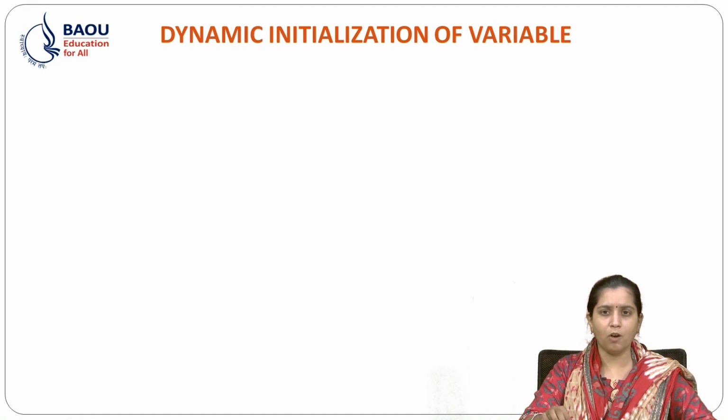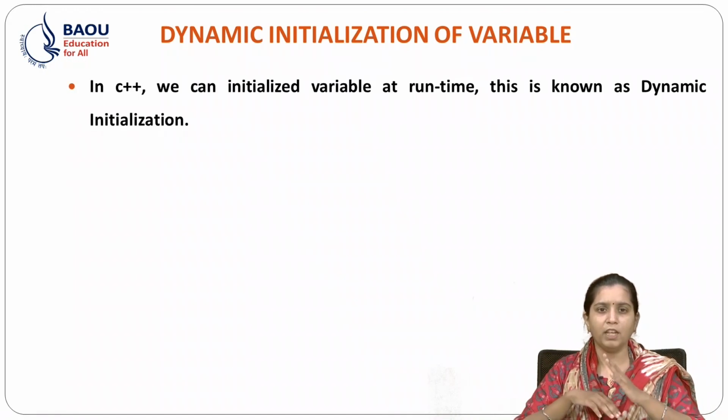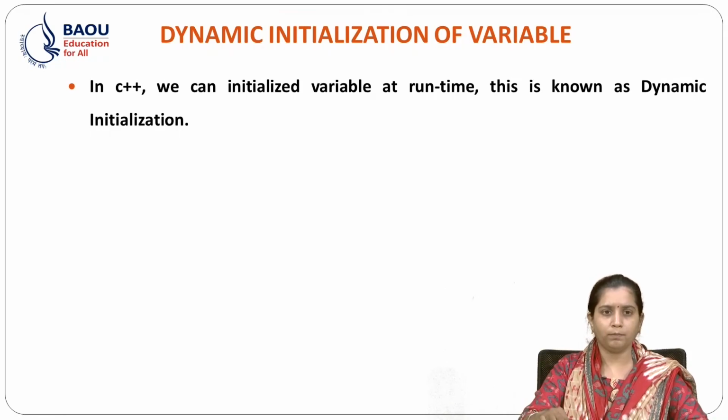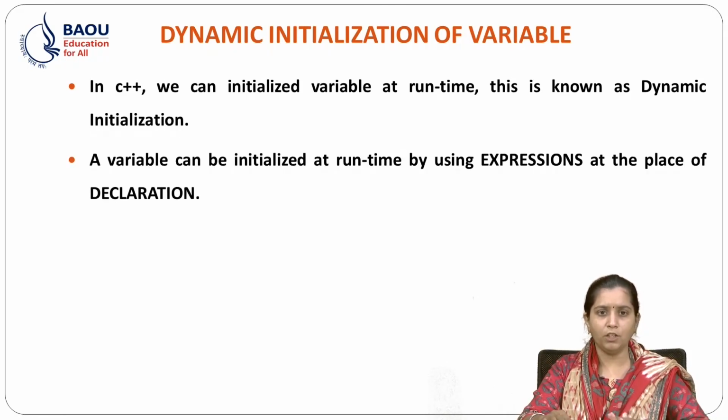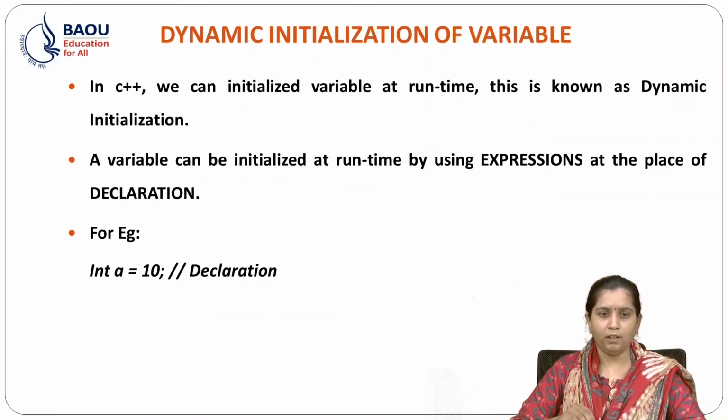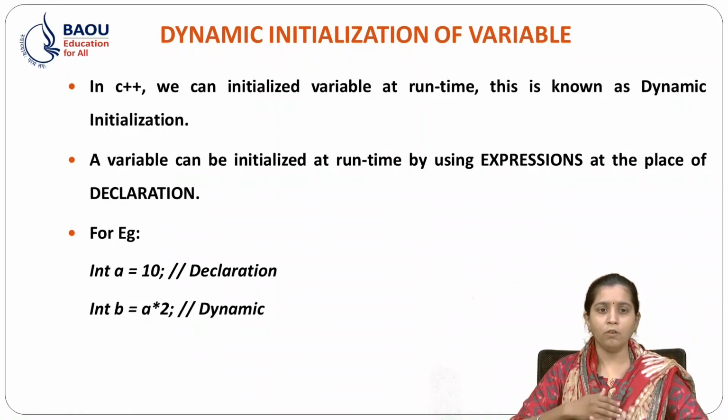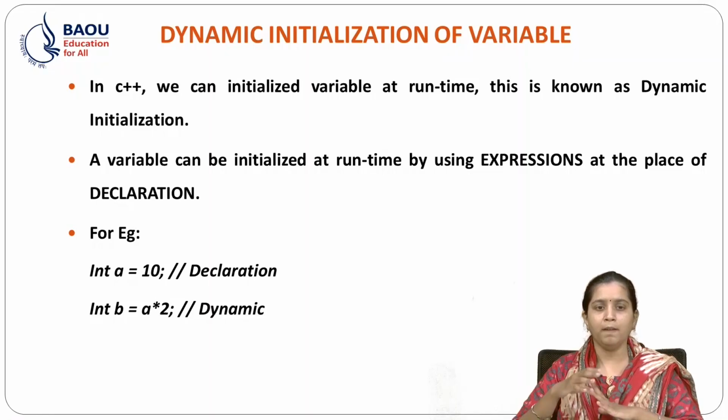Dynamic initialization of variable. In C++, we can initialize a variable at runtime. This is known as dynamic initialization. A variable can be initialized at runtime by using expressions at the place of declaration. For example, let's see int a is equal to 10. This is declaration. And int b is equal to a into 2. So this is dynamic initialization of variable b, because here we dynamically initialize variable b.